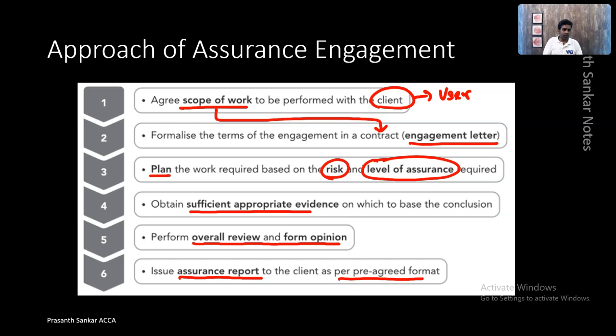The best part of learning this subject is that this is the entire process flow. This process flow is the same across any assurance engagement you do. All you need to do is agree the scope of work, get into a contract, look at the risk, check the assurance, obtain evidence, perform an overall review, form an opinion, and give it as a report.